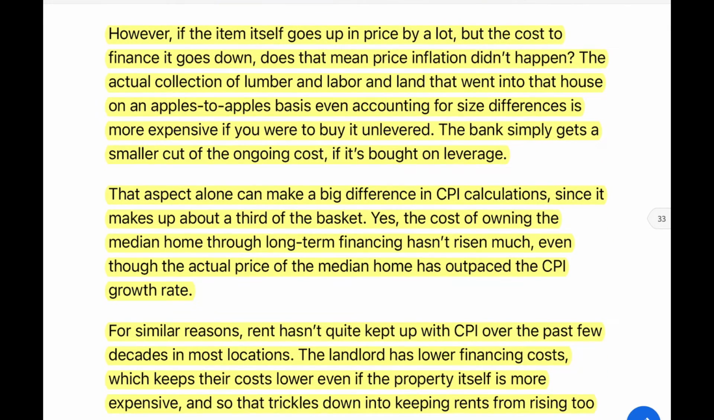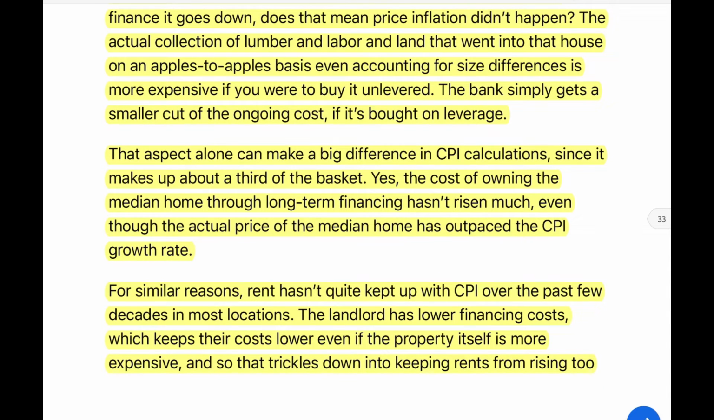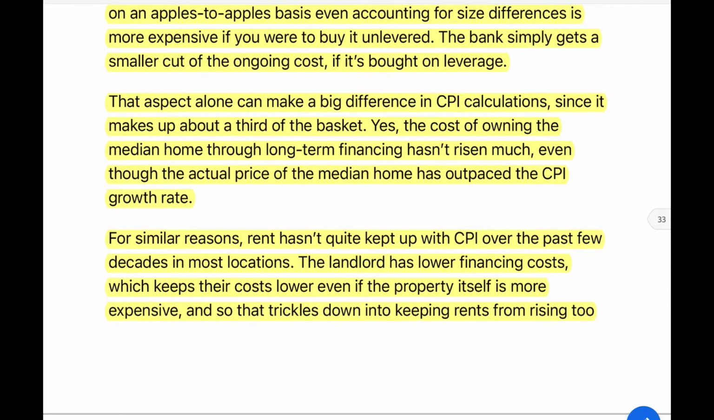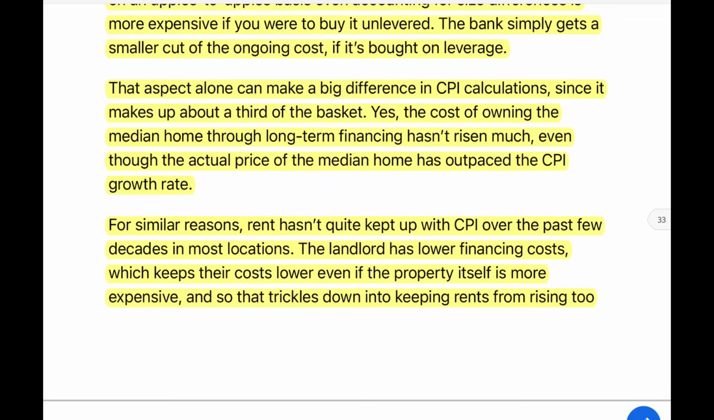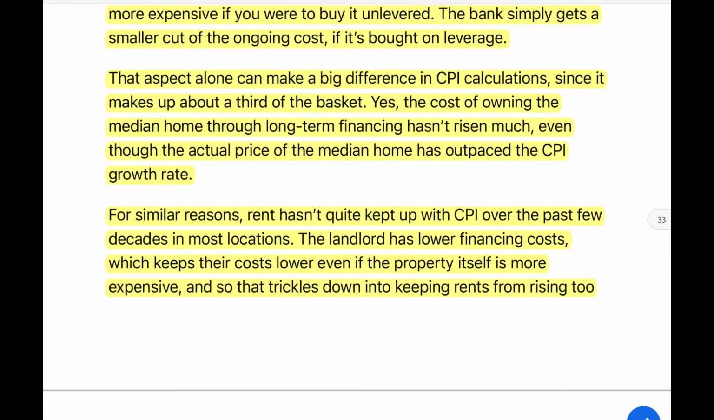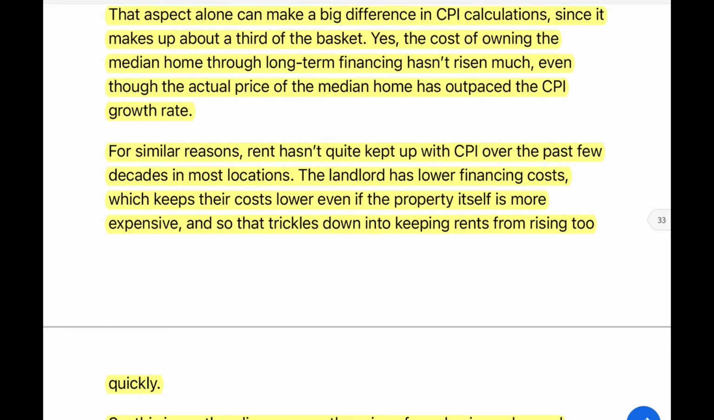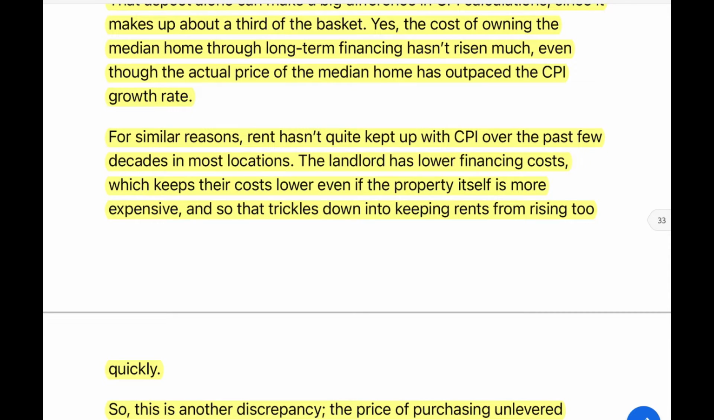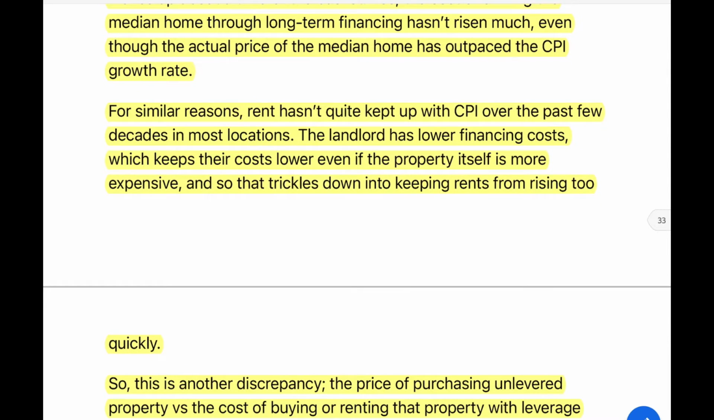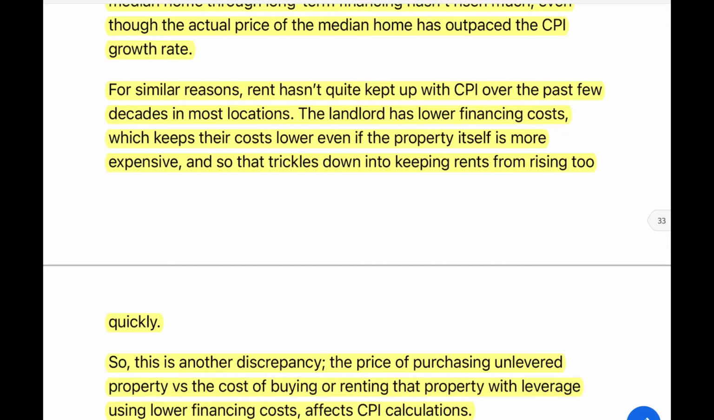However, if the item goes up in price by a lot, but the cost to finance it goes down, does that mean the price inflation didn't happen? The actual collection of the lumber and labor and land that went into this house, on an apples-to-apples basis, even accounting for different sizes, is more expensive if you were to buy it unlevered. The bank simply gets a smaller cut of the ongoing cost if it's bought on leverage. This aspect alone can make a big difference on CPI calculations, since it makes up about a third of the basket. The cost of owning the median home over the long term of financing hasn't risen much, even though the actual price of the median home has outpaced the CPI growth rate.